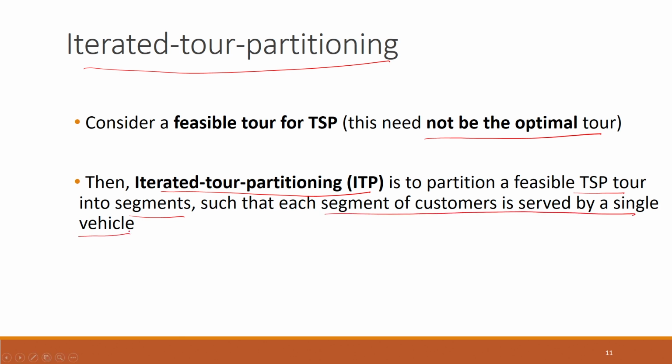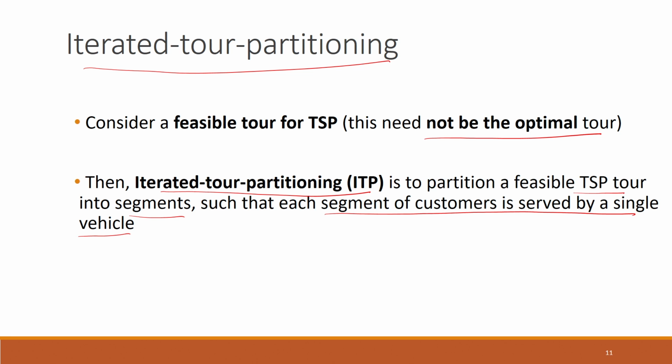Okay. So when we are applying this iterated tour partitioning, before that we have transformed the original problem into the problem where now every customer is only asking for 1 unit of the product. Therefore we will be partitioning the tour that we start with into multiple segments such that each segment will correspond to a single vehicle.